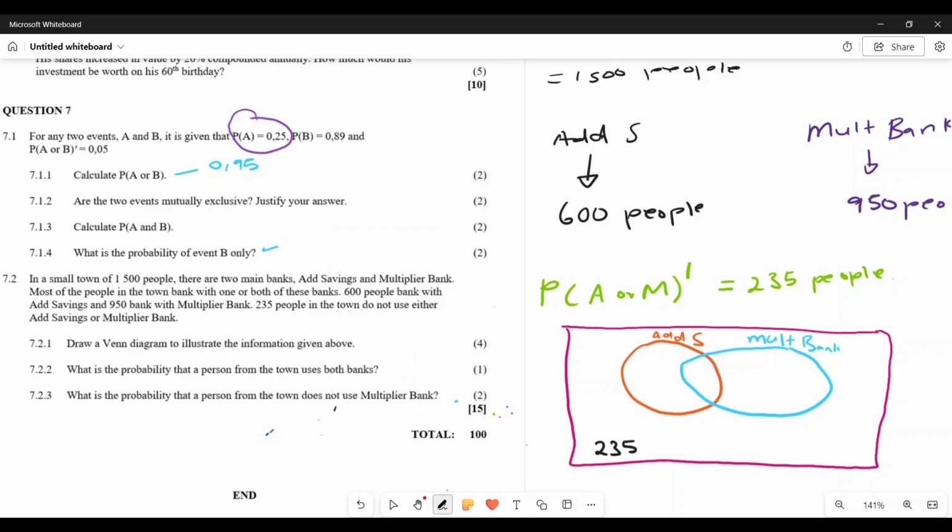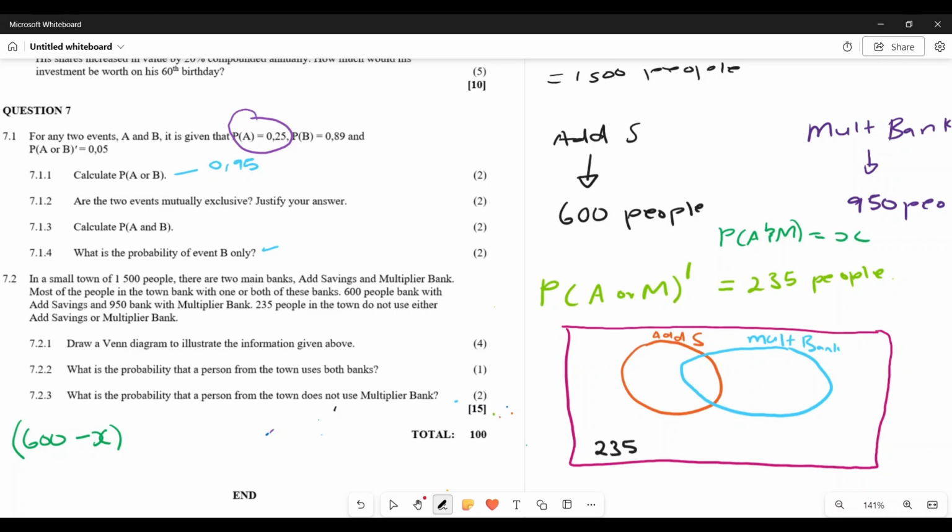And now I need to try and draw a Venn diagram for this. Now remember I said the 600 for Ed Savings includes the people who also bank with Multiplier Bank, and the same applies with your Multiplier Bank 950. It includes some of the people who bank with Ed Savings. So meaning that for the number of people banking with both banks, let me represent it in terms of X. So to find the number of Ed Savings only, we would need to take the 600 and subtract X. Why am I doing this?